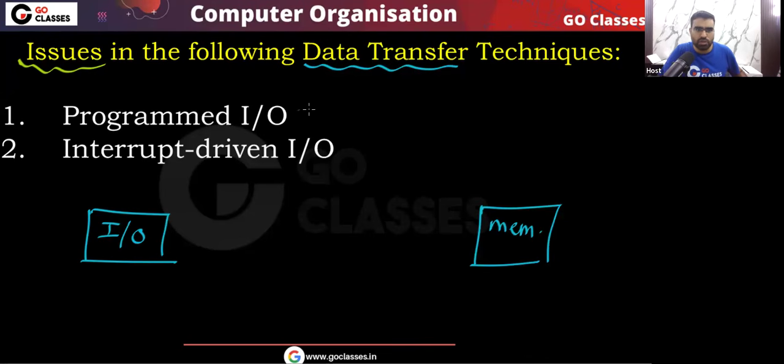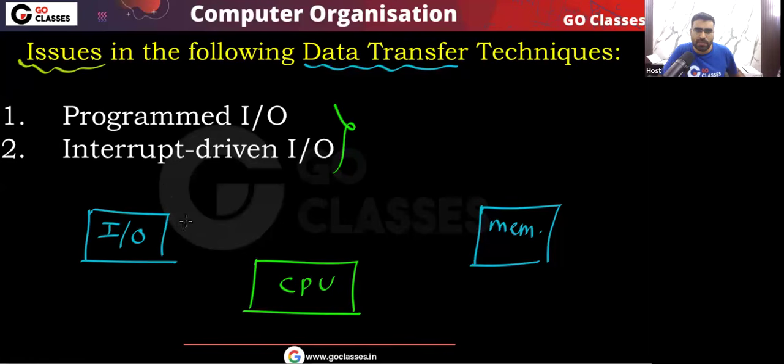But in these two techniques, programmed IO and interrupt driven IO, in both of them the actual data transfer is done by the CPU. So the actual data goes through the CPU. Here is the CPU. So the actual data transfer will be done by the CPU, meaning the data will go through the CPU. For example, if you want to transfer data from an IO device to main memory, then what will happen?